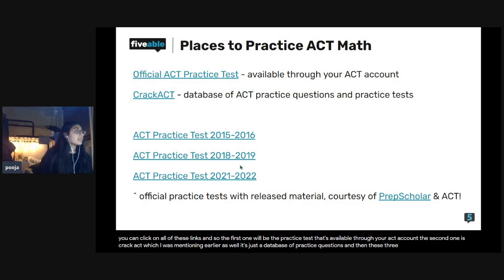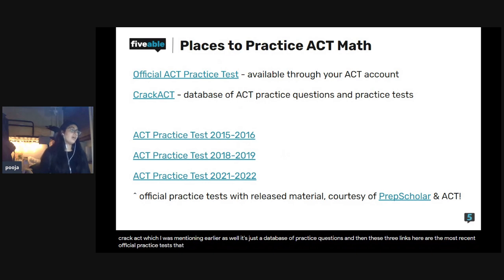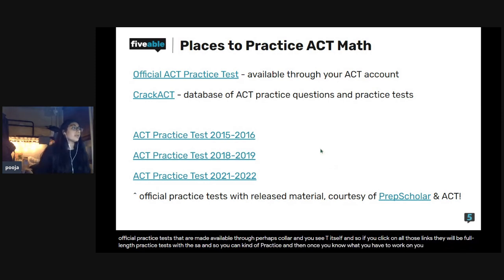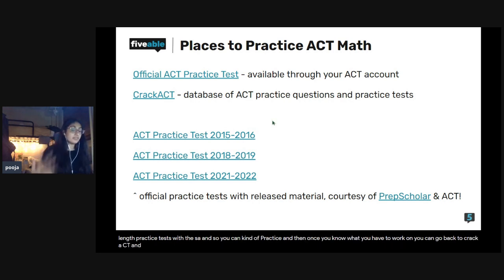And then these three links here are the most recent official practice tests that are made available through Prep Scholar and ACT itself. If you click on all those links, they will be full-length practice tests with the essay. So you can get your timing done, get a few practices in, and then once you know what you have to work on, you can go back to Crack ACT and target your practice there.